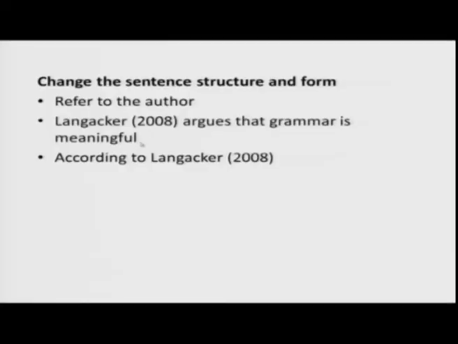Some ways could be, here I have listed: Langacker 2008 argues that grammar is meaningful. So, you can use a reporting verb and put something like this. You can use "according to Langacker 2008" and so on. I have just listed two examples, but there are multiple ways.